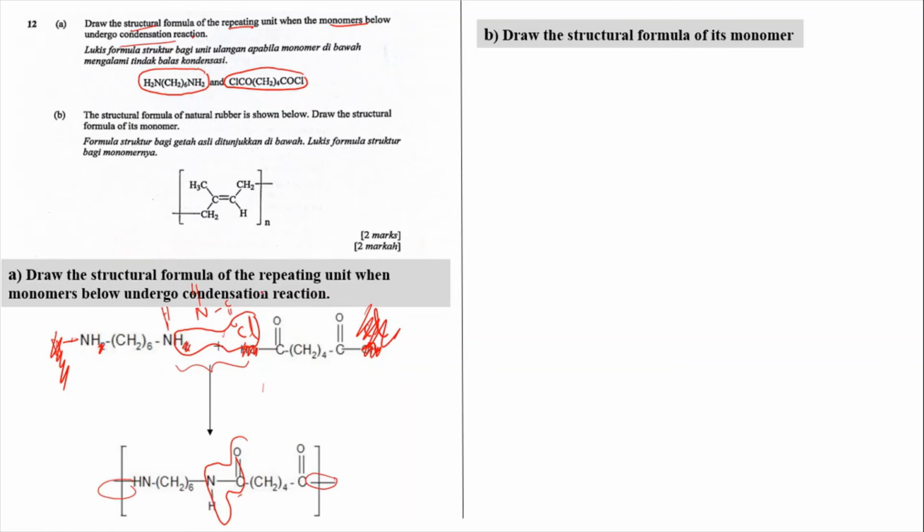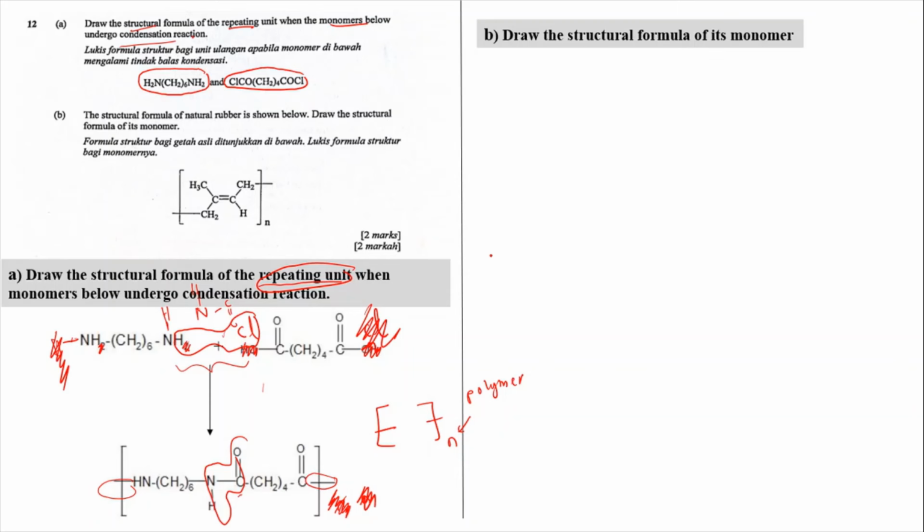And then because it asks us to write the repeating unit, we don't have to write N here. For a polymer, you need to write the N. But for the repeating unit, you don't have to write the N. So the N is removed.